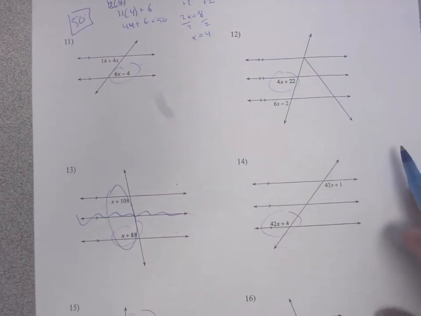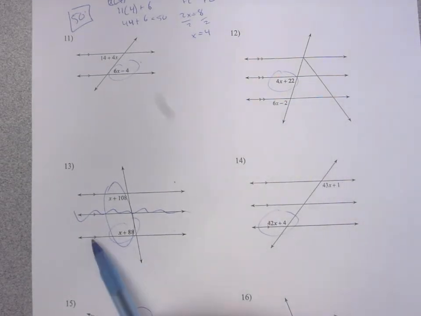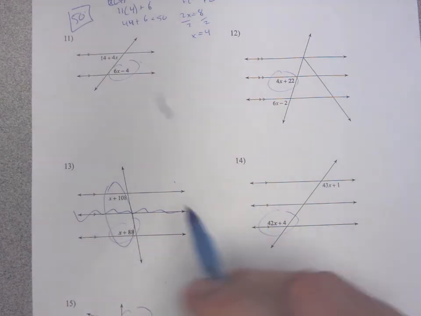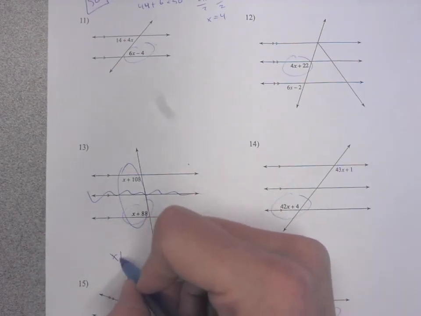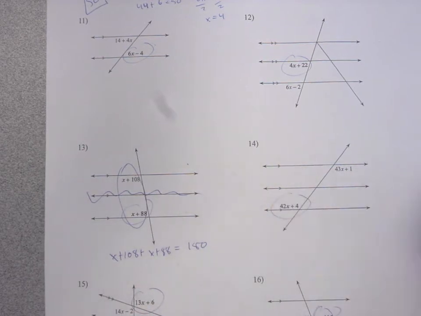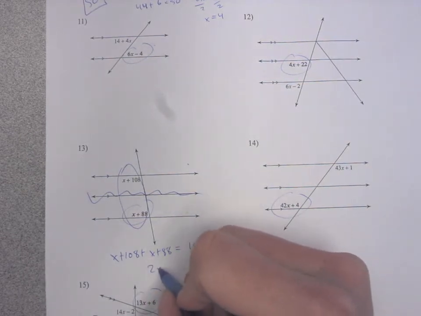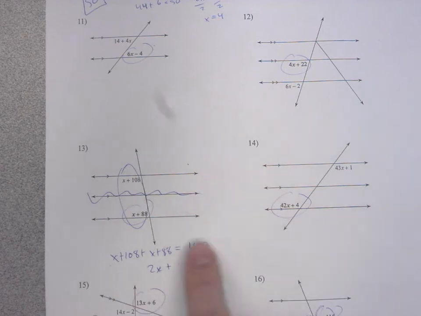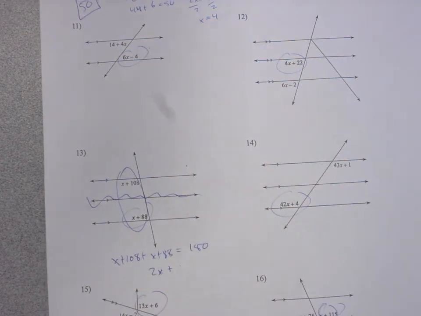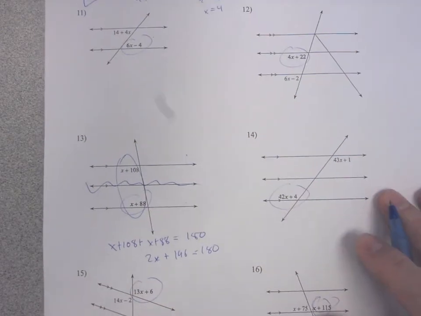So what we know about consecutive interior angles is that they are supplementary when the lines are parallel. So instead of setting them equal to each other, we're going to do x plus 108 plus x plus 88 is equal to 180, and we're going to solve that. Combining like terms, we get 2x, x and x, and these give us 196. Let me double check that. Yeah, 196 equals 180. Okay, no problem.